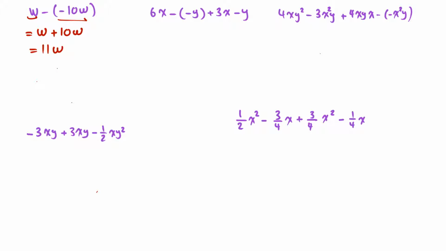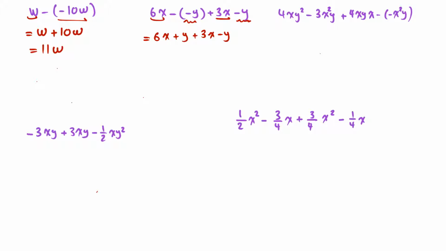The next example over here, I will look at my terms first. So these two are like terms. These two are like terms. But before adding or subtracting, I have to take care of brackets first. I cannot really simplify this bracket over here. So next thing I will look for is multiplication and division. I can simplify this multiplication over here of a negative and a negative. So my next line will be 6x plus y plus 3x minus y.